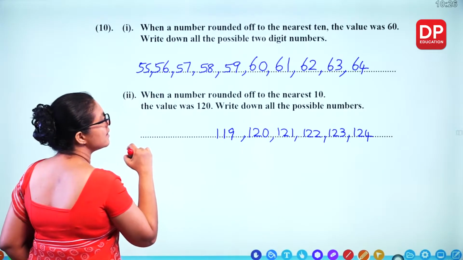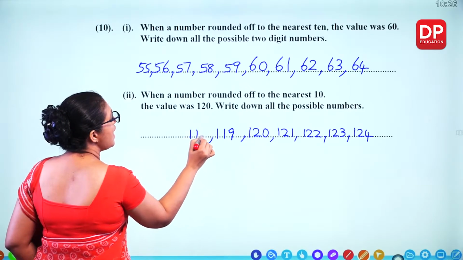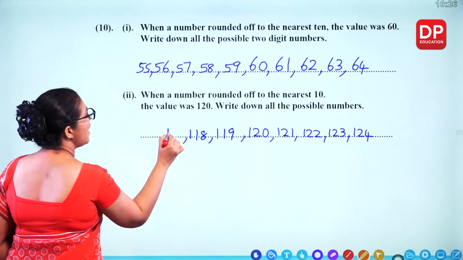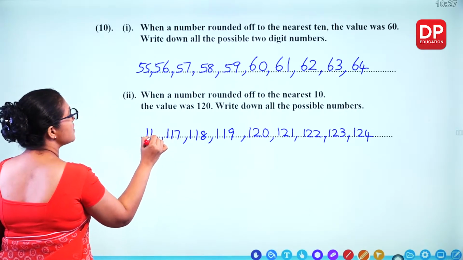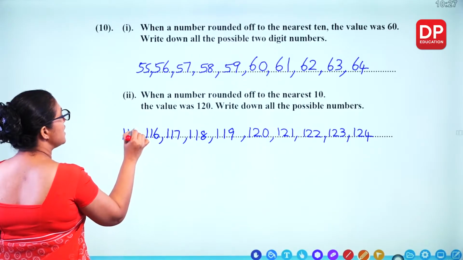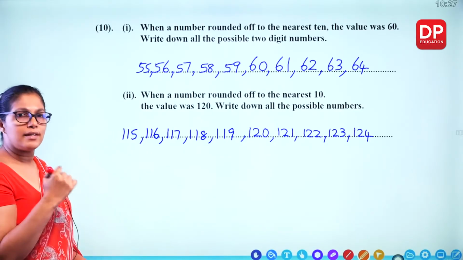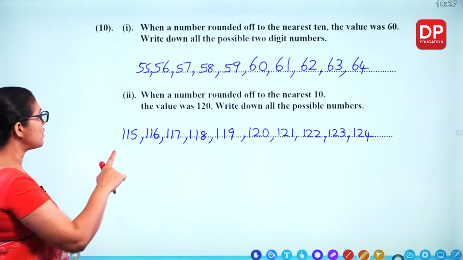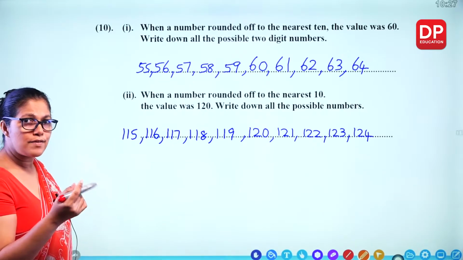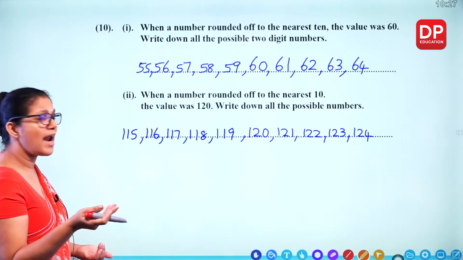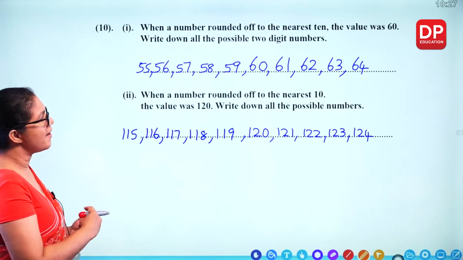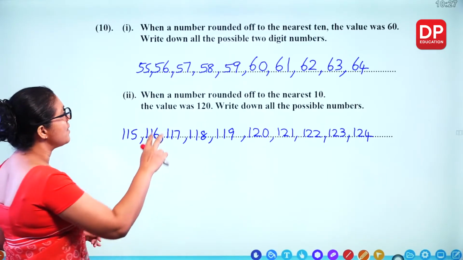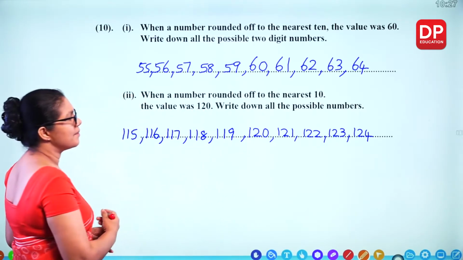So this end, you can write 119, 118, because we can add 1 to that. So that becomes 120, 117, 116, 115. We have to add 1. That's possible. Can we write 114? We can't write 114 because 4 is less than 5, then we can't add. So that becomes 110. But the value is 120. So these are the possible numbers we can write when the number is rounded to 120.